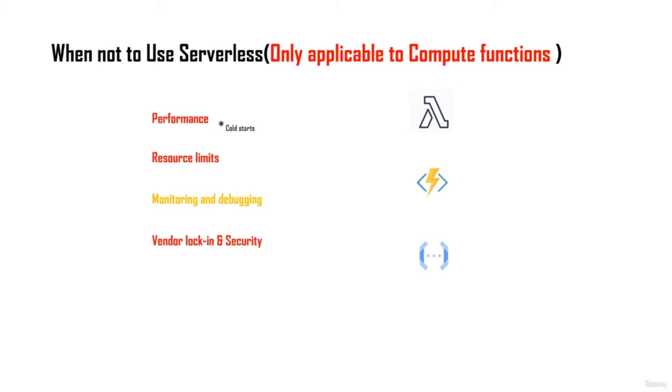Now I have marked them colored as red and yellow. The yellow ones are probably disadvantages that can be bettered later on. So monitoring and debugging tools currently are quite rudimentary in some of these services, but gradually they will get better. So now let's look at some of the more critical problems of using serverless. The most important problem is, again, like I said before, performance. And this is related to a concept called cold start.